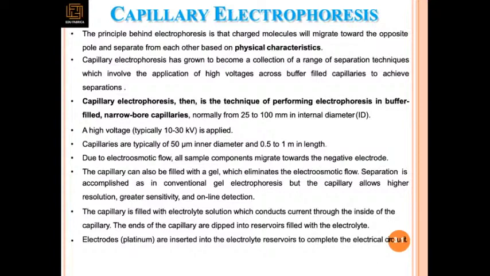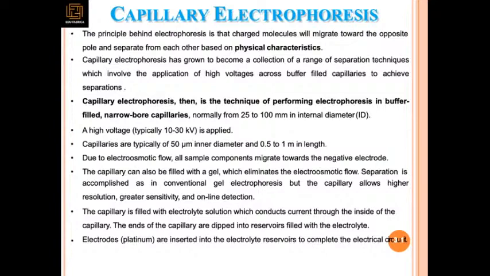Then comes capillary electrophoresis. The principle behind this is that charged molecules will migrate towards the opposite pole and separate from each other based on their physical characteristics. Capillary electrophoresis has grown to become a collection of a range of separation techniques which involve the application of high voltage across buffer-filled capillaries to achieve separations. Capillary electrophoresis is a technique of performing electrophoresis in buffer-filled narrow bore capillaries, normally from 25 to 100 micrometer internal diameter.